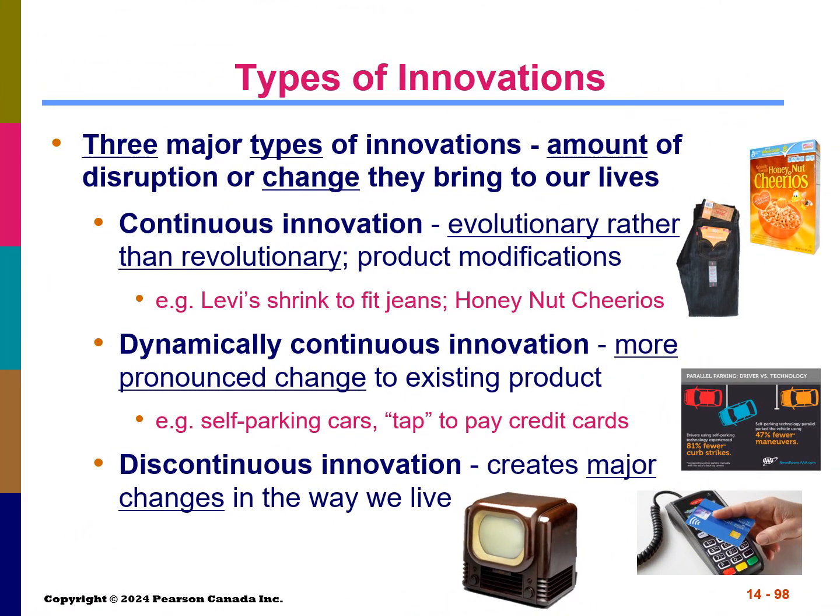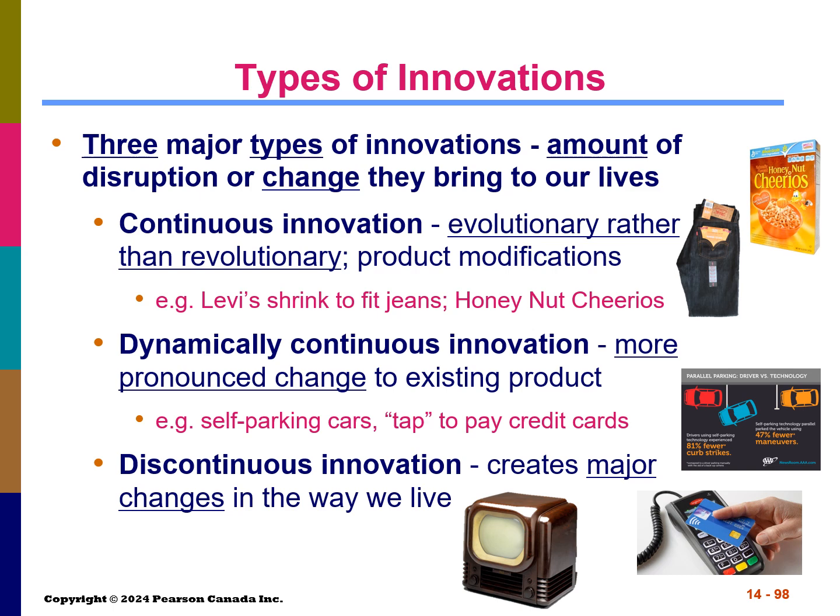There are 3 major types of innovations: continuous, dynamically continuous, and discontinuous innovations. They vary based on the amount of disruption or change they bring to our lives. Continuous innovations are evolutionary rather than revolutionary. They refer to modifications of existing products. For example, when Levi's introduced the shrink-to-fit version of its jeans, or when Cheerios introduced Honey Nut Cheerios.